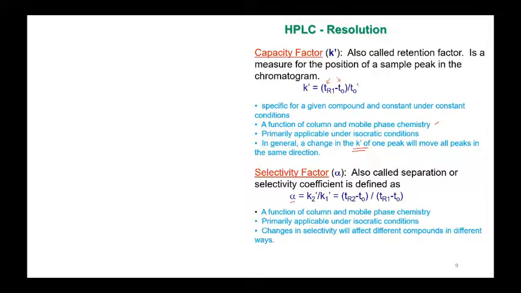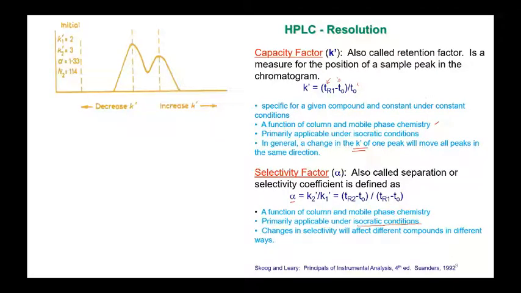It is a function of column and mobile phase chemistry, definitely related to the mobile phase and the solid phase, or the stationary phase. Similar conditions you have to consider. So the isocratic condition is applicable; if you don't have similar conditions, we don't apply this, because for compounds under different conditions we cannot just compare them. Changes in selectivity will affect different compounds in different ways. Definitely if you apply different conditions, your selectivity factor will be changing.